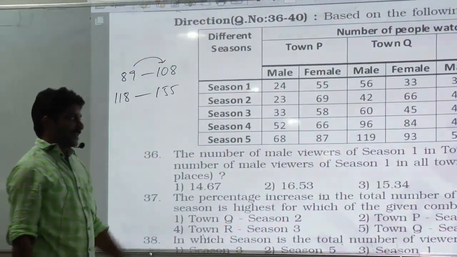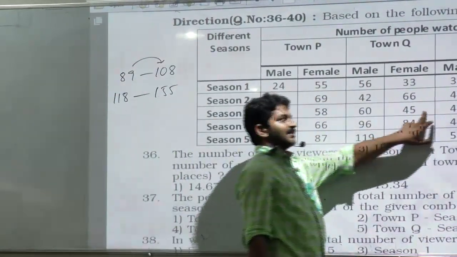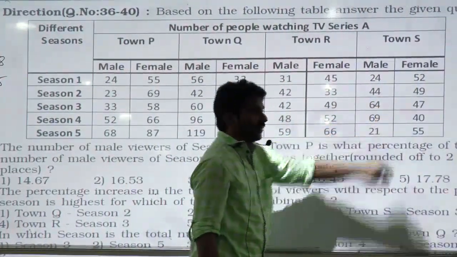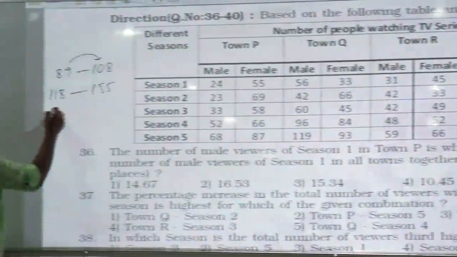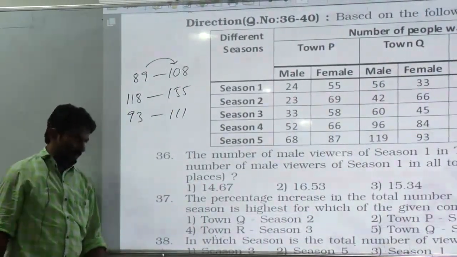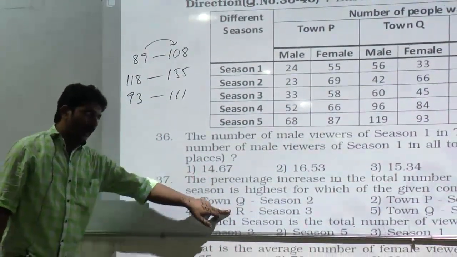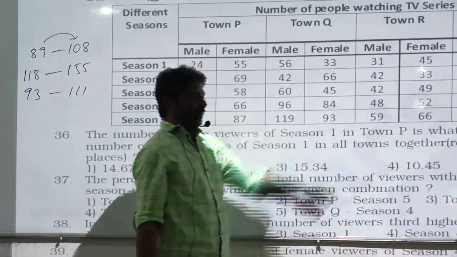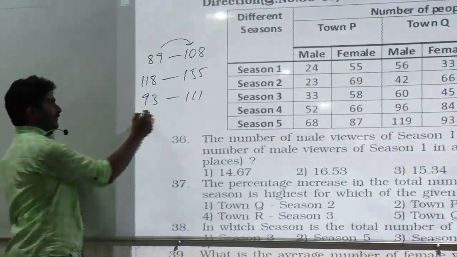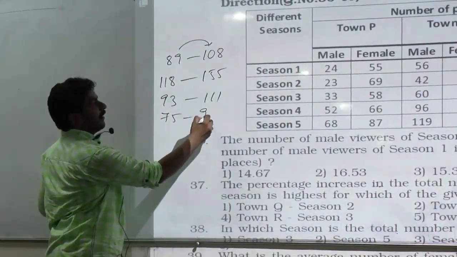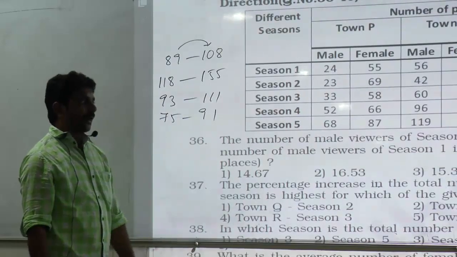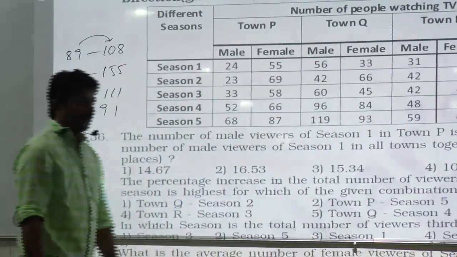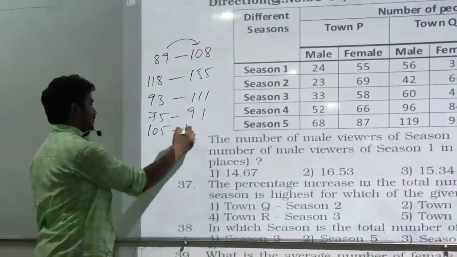Town S, season 3. Previous year it was 93 and it becomes 111. 93 becomes 111. And then town R, season 3. Previous year it was 75 and now it becomes 91. 75 becomes 91. Next, fifth option, town Q, season 4. Previous year 105. Now it becomes 180. 105 becomes 180.